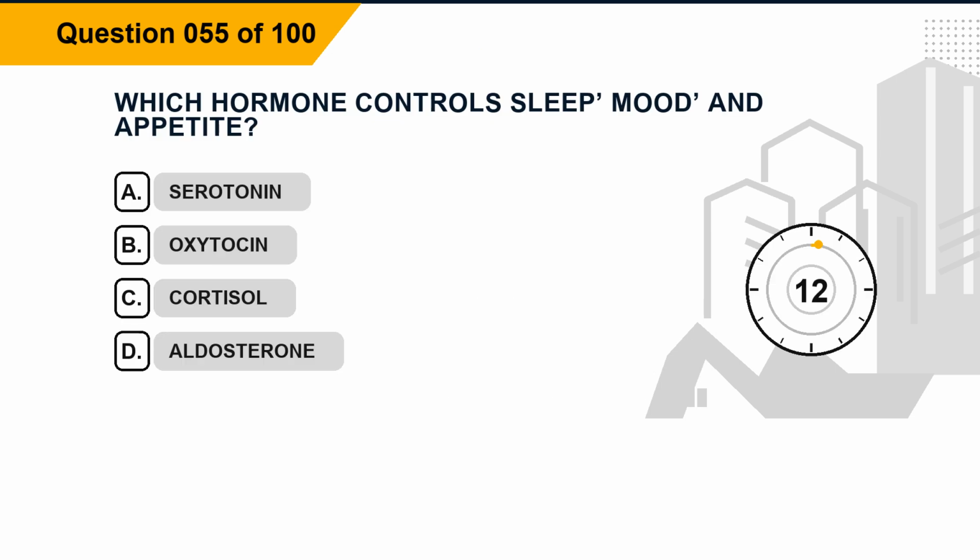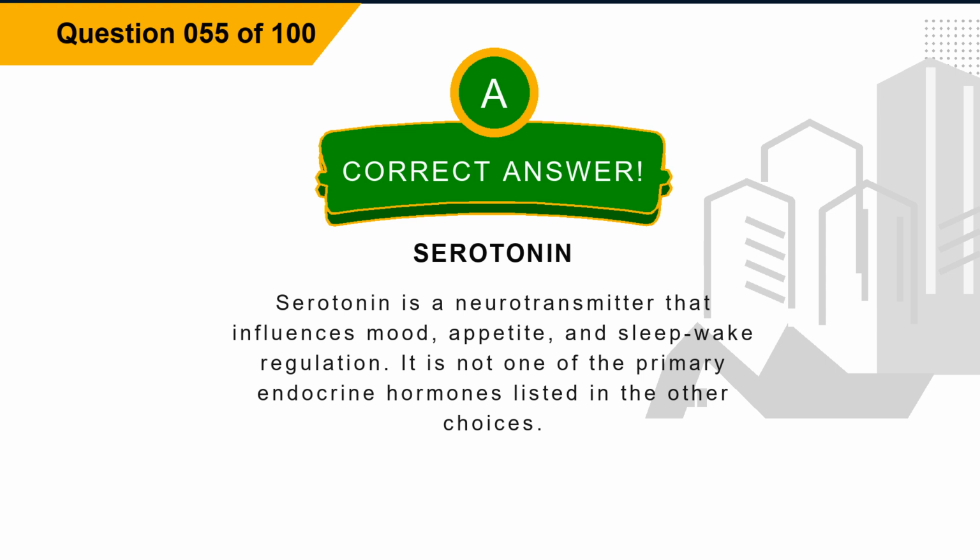Question 55. Which hormone controls sleep, mood, and appetite? Option A, serotonin. Option B, oxytocin. Option C, cortisol. Option D, aldosterone. The correct answer is option A, serotonin. Explanation. Serotonin is a neurotransmitter that influences mood, appetite, and sleep-wake regulation. It is not one of the primary endocrine hormones listed in the other choices.